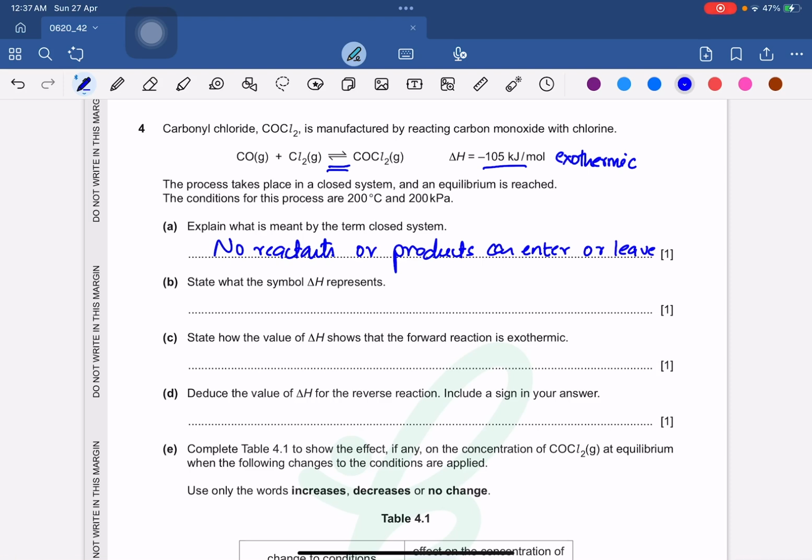Next question. What does the symbol delta H represent? So delta H represents the enthalpy change. Further, state how the value of delta H shows that the forward reaction is exothermic. So as I told you, delta H value is negative, which shows that the reaction is exothermic.